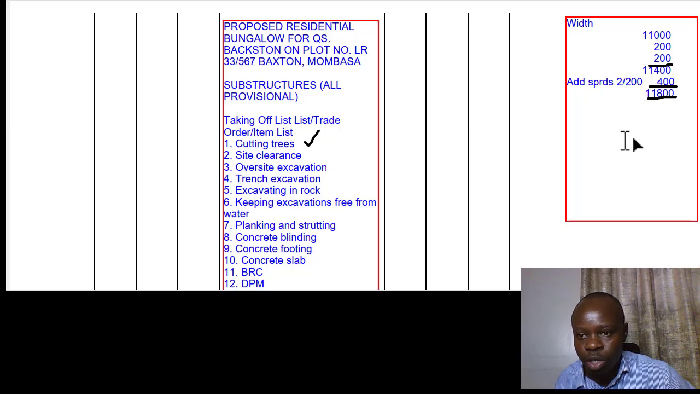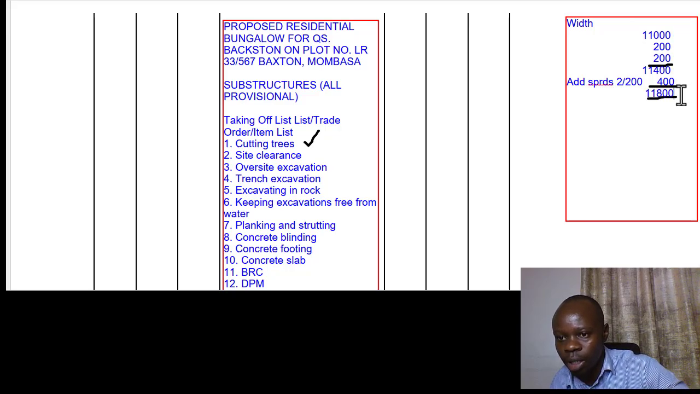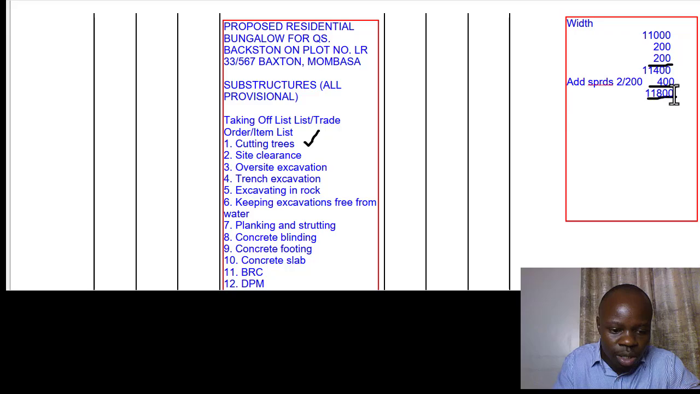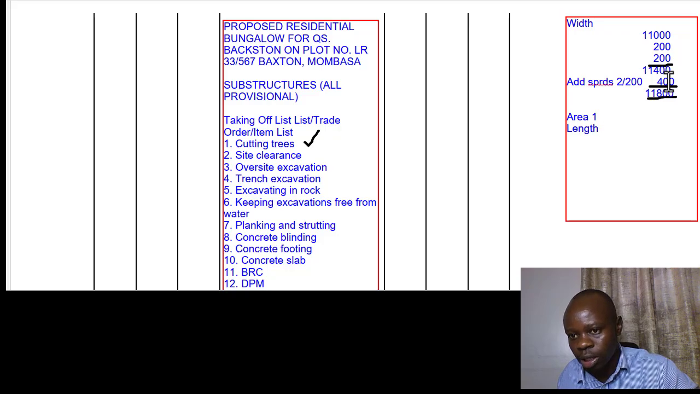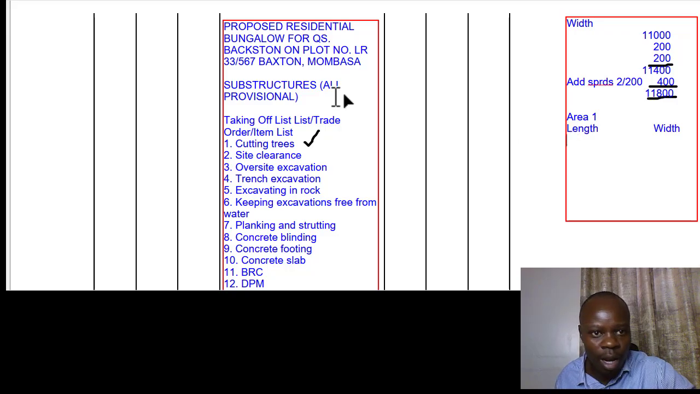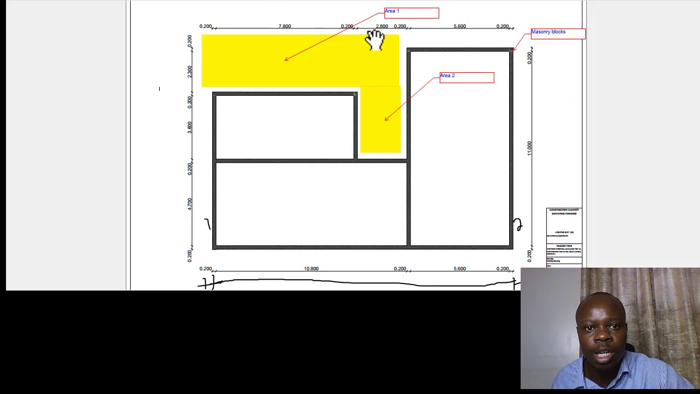That said, we'll go straight to making our calculations. So area 1, we'll calculate its length, and then we'll also calculate its width. Just by side can still work as well. Can just have it there. For the length, what do we have? Let's go to the plan and check as well.